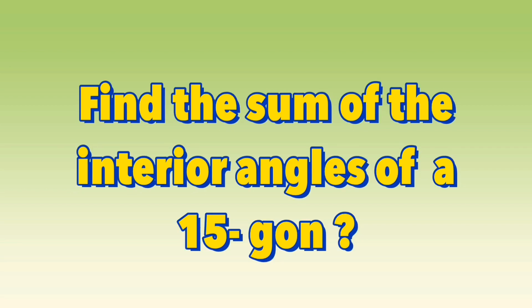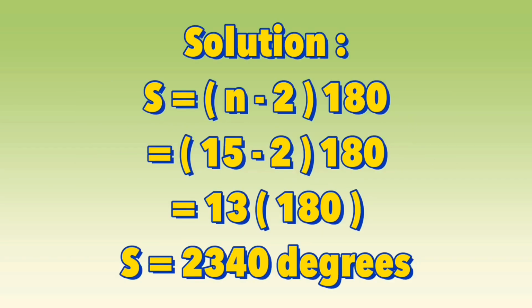Okay, next, number 4 problem. Find the sum of the interior angles of a 15-gon. Meaning to say, we have 15 sides of the polygon. So, solution: we have the sum equals n minus 2 times 180. Since n is the number of sides of the polygon, we substitute, so it becomes 15 minus 2 times 180. Then, 13 times 180 equals 2,340 degrees, which is the sum for the 15-gon.